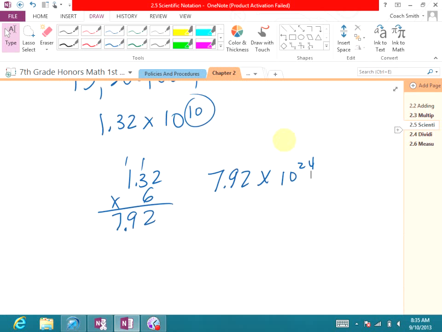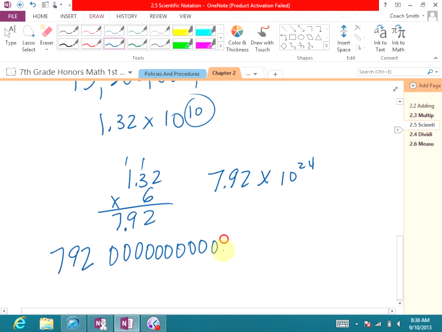So it's 7.92 times 10 to the 24th power. Okay, so basically this, 792, with 1, 2, 3, 4, 5, 6, 7, 8, 9, 10, 11, 12, 13, 14, 15, 16, 17, 18, 19, 20, 21, 22. That's the furthest star. So if we even look at that, there's our groups of 3. Wow, there's so many zeros there, I'm getting confused.